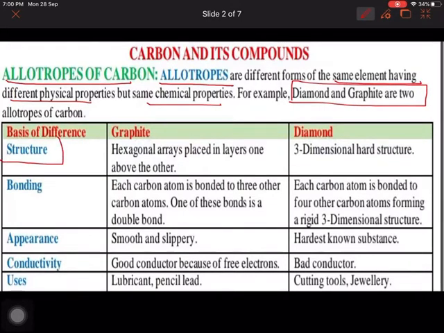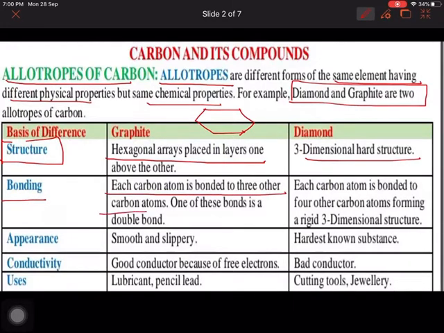When we differentiate these two on the basis of structure, graphite has a hexagonal array placed one over the other, like this. This is the hexagonal structure, and diamond has a hard three-dimensional structure. When we talk of bonding, each carbon atom in graphite is bonded to three other carbon atoms. One electron is free, and one of the bonds is a double bond. In diamond, each carbon atom is bonded to four other carbon atoms, giving it a three-dimensional structure.